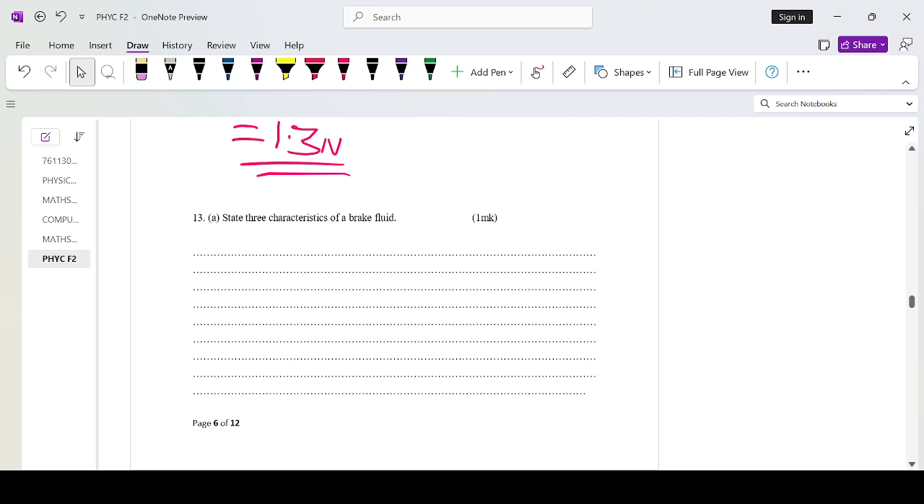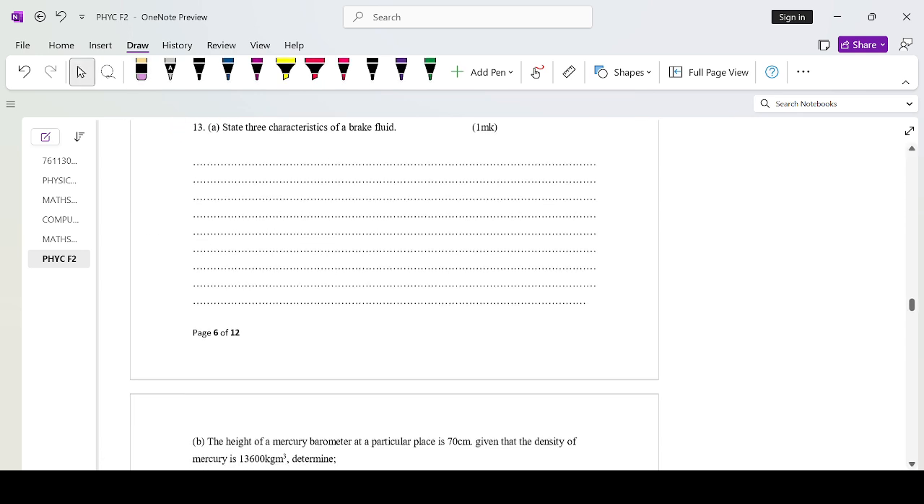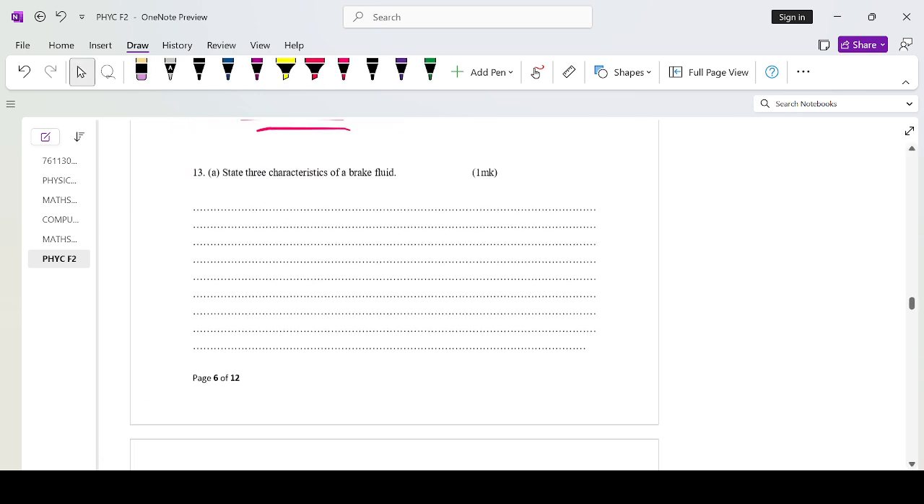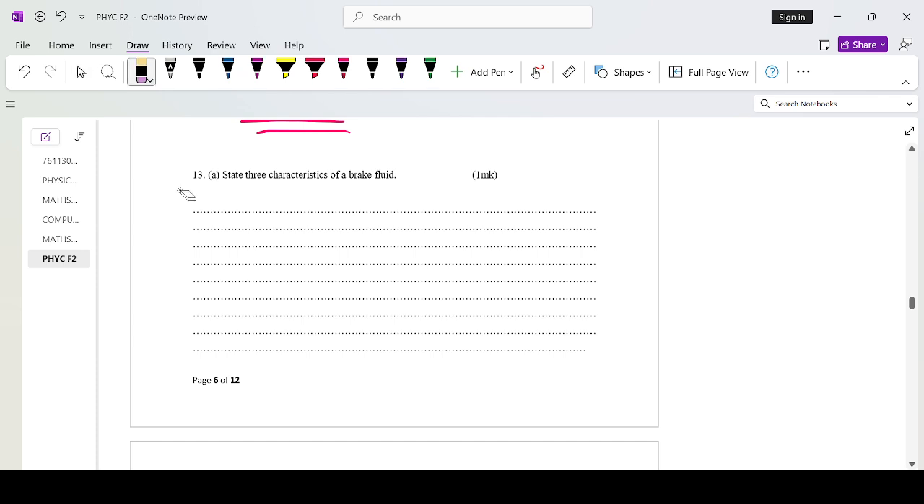Question number 13. State the characteristics of a brake fluid. 1. It should be incompressible. Just a moment. Let me put things in order. So I've said characteristic 1, incompressible.